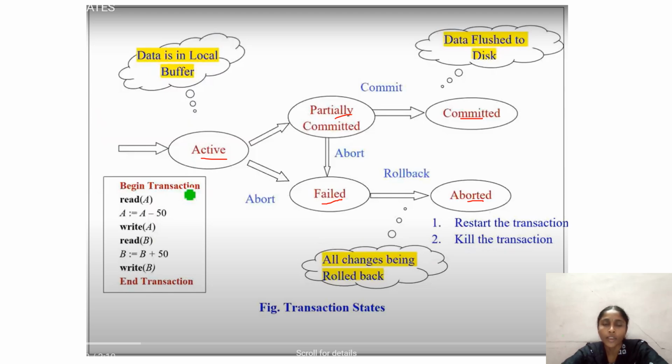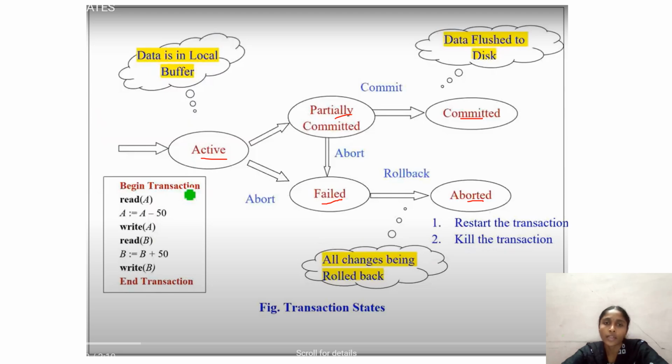The starting state of every transaction is the active state. All transactions start from the active state when they initiate. Before starting its execution, the data is stored in the local buffer. After the active state, the transaction goes to either the failed state or the partially committed state.